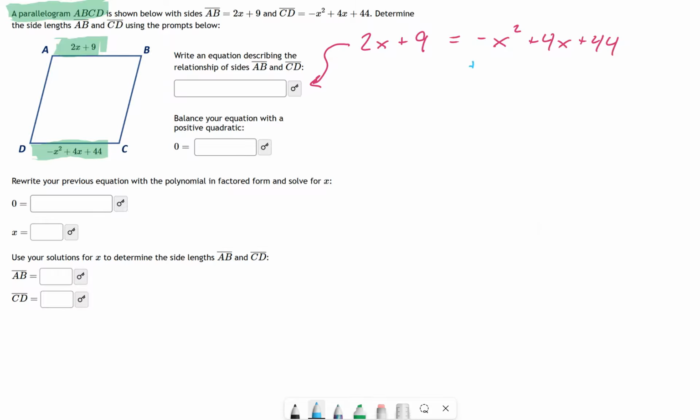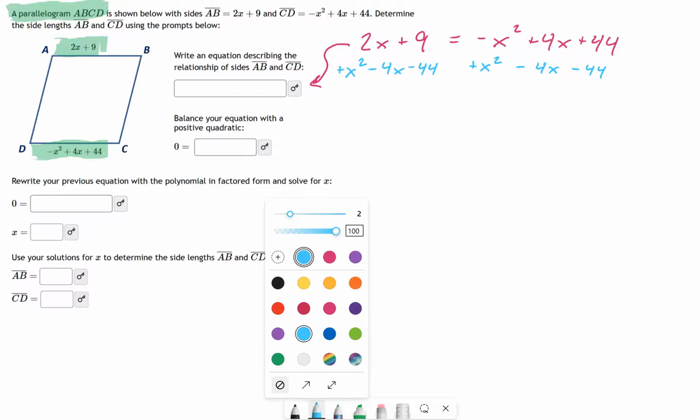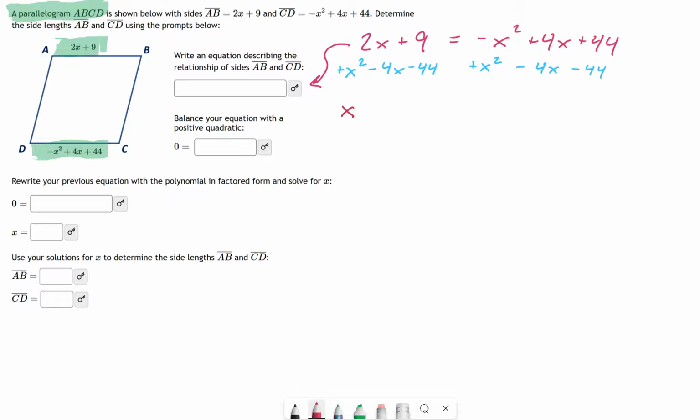And the way I'm going to do this, just like I would do for any quadratic, is I'm going to add x squared to each side. I'm going to subtract 4x from each side. And I'm going to subtract 44 from each side. And hopefully you see what the result of this is going to be. My goal is to get 0 on one side. And the reason for 0 on one side is because when you have quadratics, the way you solve those is by setting it equal to 0 and then using your tricks, one of those tricks being factoring. So what I get here is x squared minus 2x minus 35 equals 0, once I've balanced both sides.